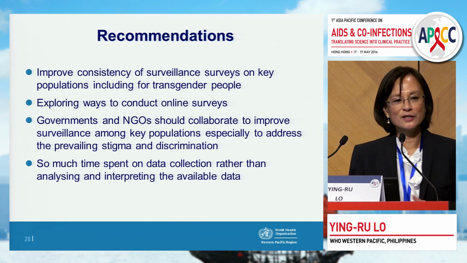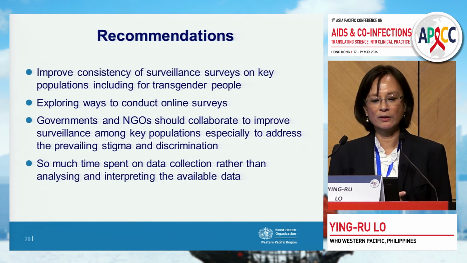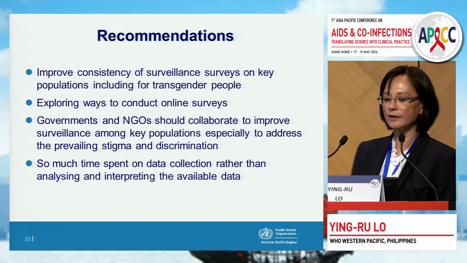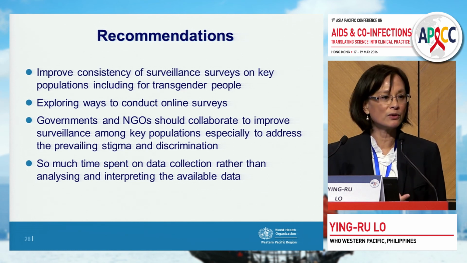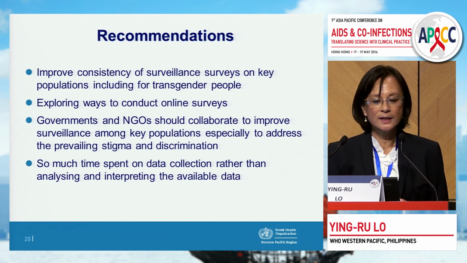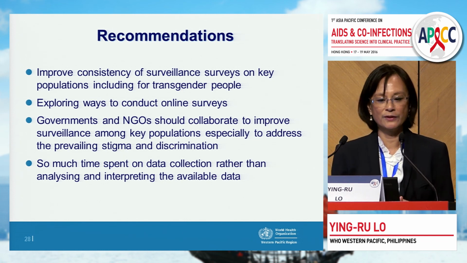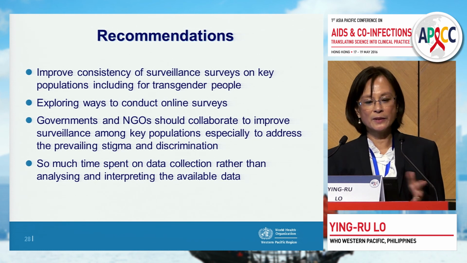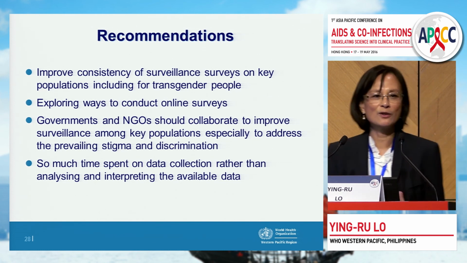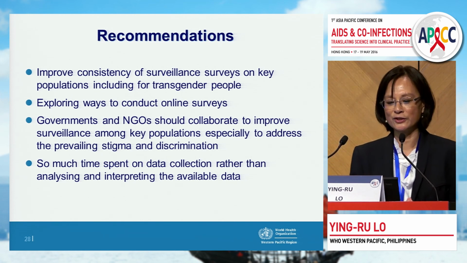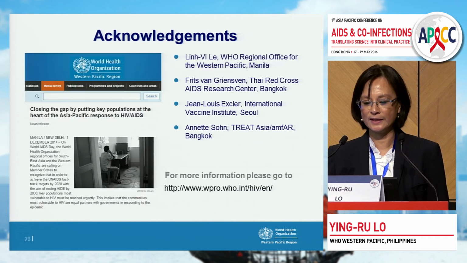So the recommendations would be to improve consistency of surveillance surveys on key populations, including for transgender people, and to explore ways to conduct online surveys. Governments and NGOs should collaborate to improve surveillance among key populations, especially to address the prevailing stigma and discrimination. And so much time is spent on data collection rather than analyzing and interpreting the available data.